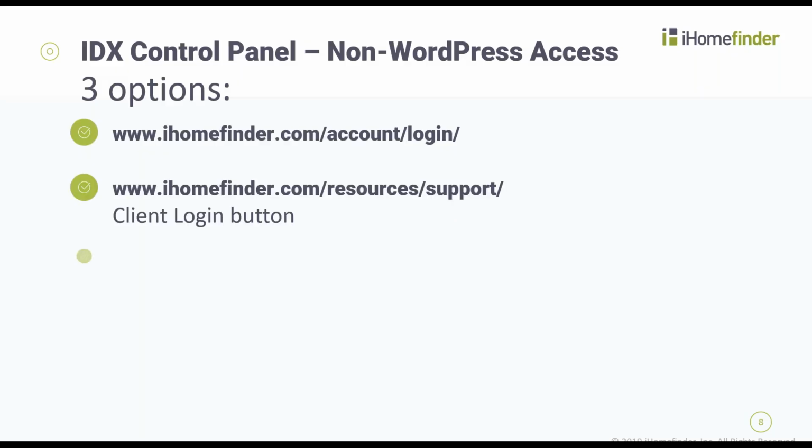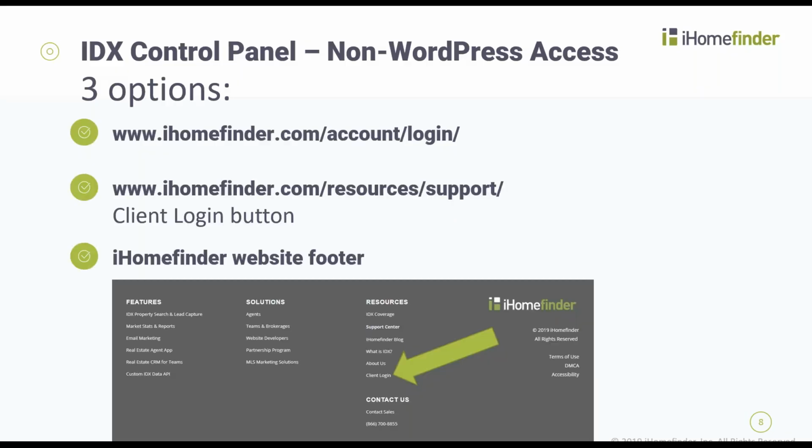If you're not on WordPress, or if you're away from your WordPress dashboard, you can use 3 different options. We have a link at the top there, iHomefinder.com/account/login. If you just bookmark that, that'll get you into your control panel. You can also go to our support page at resources/support at iHomefinder.com and click on the client login button. And finally, there's another option in the website footer at iHomefinder.com. You can select client login located under resources.